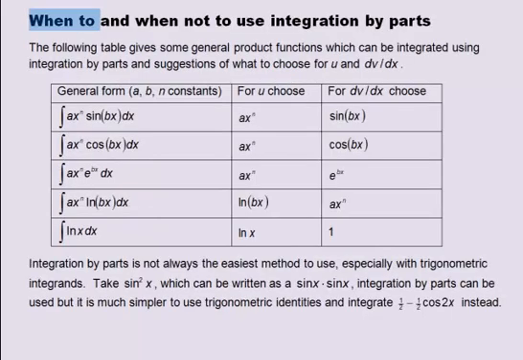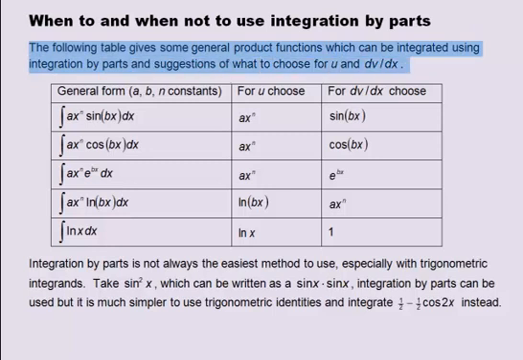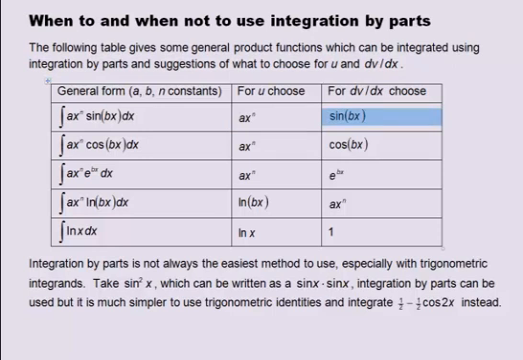When to, and when not to, use integration by parts. The following table gives some general product functions which can be integrated using integration by parts, and suggestions of what to use for u and dv by dx. So the general form, where a, b and n are constants, the integral of ax to the n multiplied by sine of bx. For u, choose ax to the n. For dv by dx, choose sine bx.